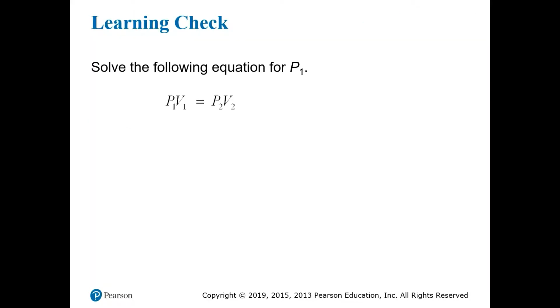This example is taken right from the chapter on gases. This equation is called Boyle's law, and it tells you how the temperature and pressure of a gas are related. In many problems, you'll need to start from an equation like this and solve for one of the variables. So how do you solve this for P1?